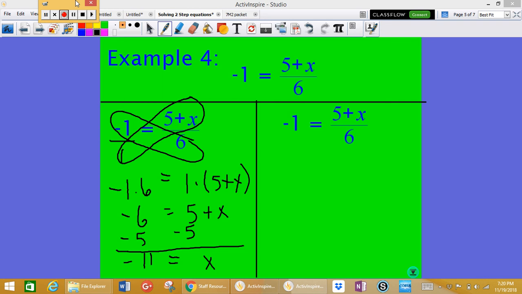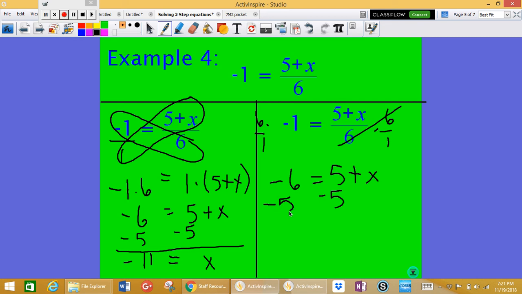The other way I can do it is multiply each side by 6 over 1. So then I have negative 6 equals, these cancel, 5 plus x. Then subtract the 5, negative 11 equals x.